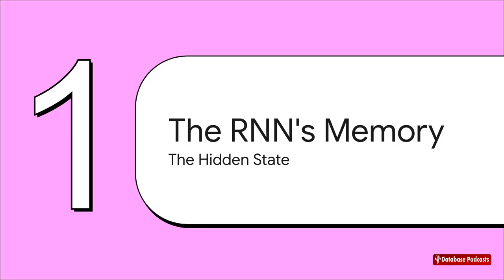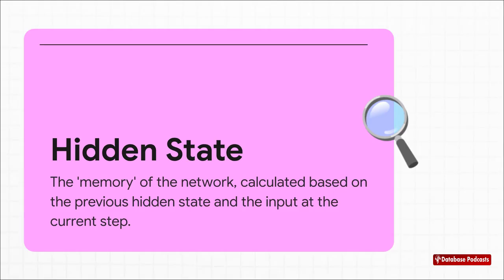A network with memory sounds cool, but what does that actually mean? What's the secret sauce here that lets it hang on to the past? It all comes down to this thing called the hidden state. Honestly, the best way to think about it is like the network's short-term memory. With every word it reads in a sentence, the RNN updates this hidden state based on the new word and the memory it had from the word just before.